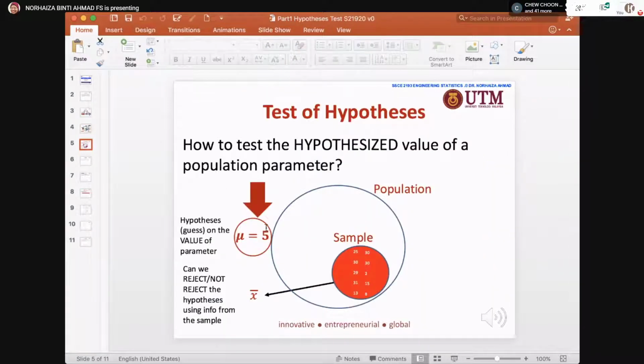Basically, here we already have a hypothesized value. Say for example, mu equals 5, and we will use the information from the sample in order to reject the hypothesis of mu equals 5. So that is what we mean by testing the parameters, or test of hypothesis.